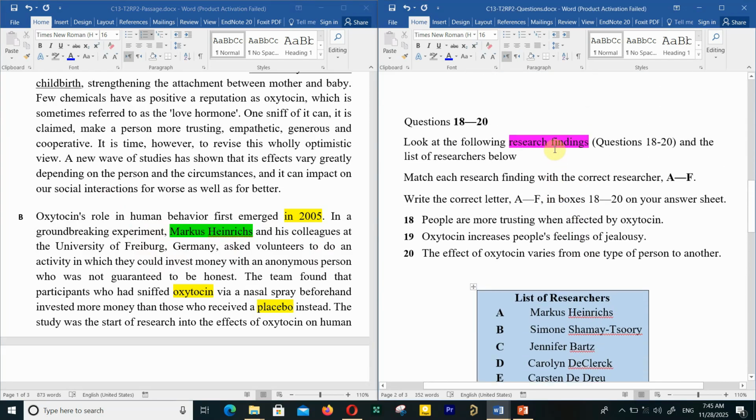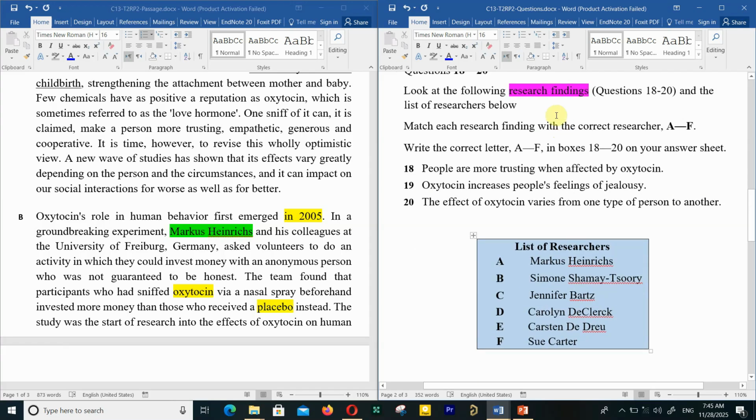So now question 18 till 20. We're going to find research findings relating to these scientists. It's important to notice that, because sometimes we're looking for a statement, so we can just find the inverted commas to what that person, that scientist said. But here about research findings, by focusing on that, you can narrow down your research. This is a really important skill.